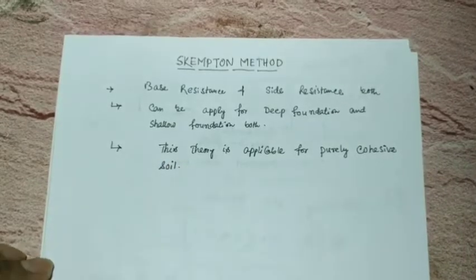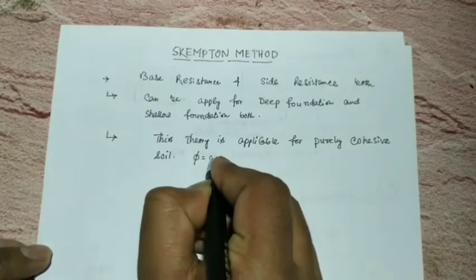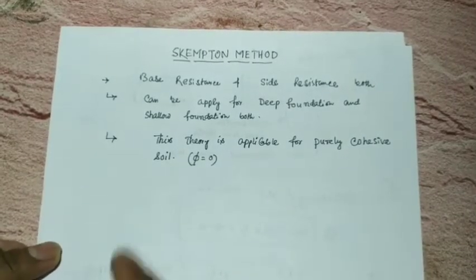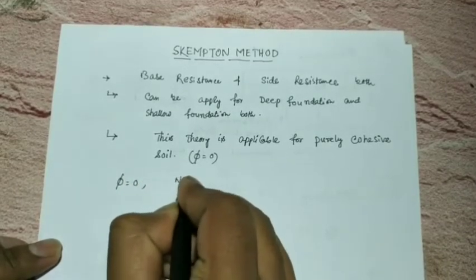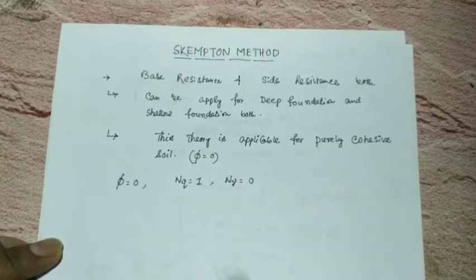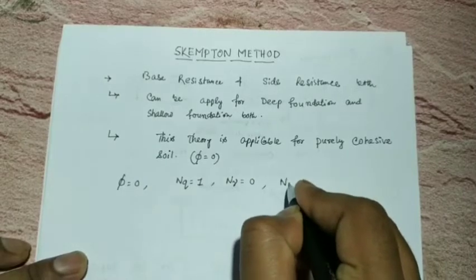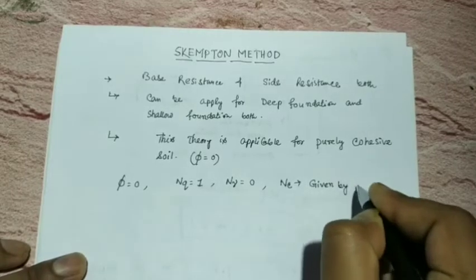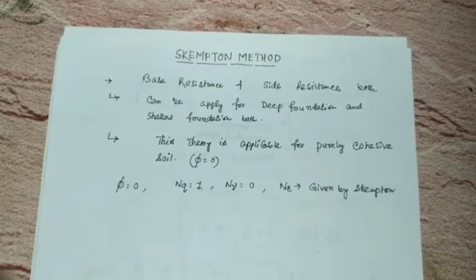In the case of cohesive soil, what is the value of phi? The value of phi is 0. In my last lecture, I showed you that when phi is equal to 0, the value of Nq is equal to 1 and the value of N gamma is equal to 0. So now the Nc value is given by Skempton.